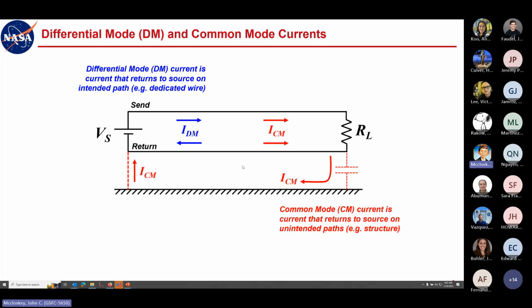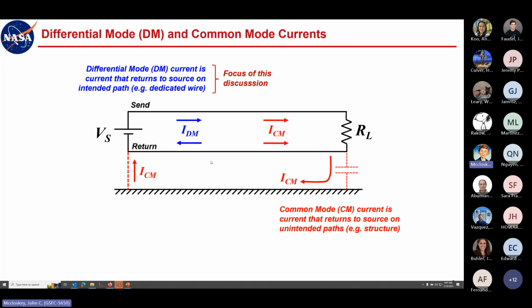The common mode current is what we think of as any of that current that is following some other path, generally an unintended path. Common mode current is generally not desired, right? So it's some undesirable, unintended path for that current to get back to the source. So it could be, as I mentioned, capacitive coupling, or it could be even some resistance. Whatever it is, it's some other path that current is finding to get back to the source.